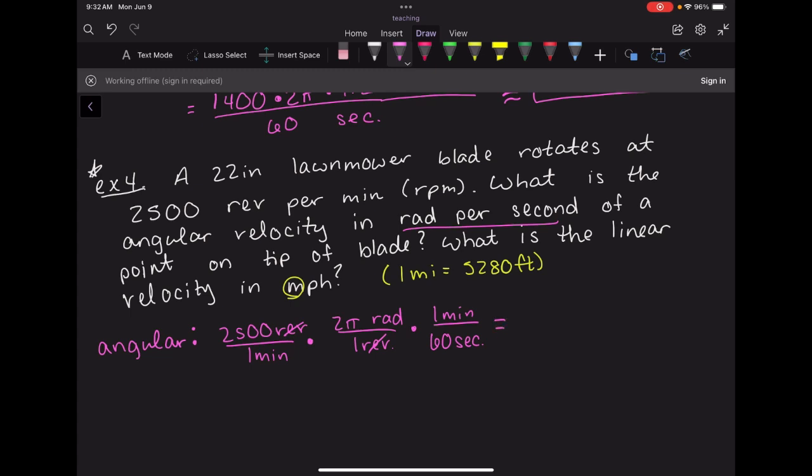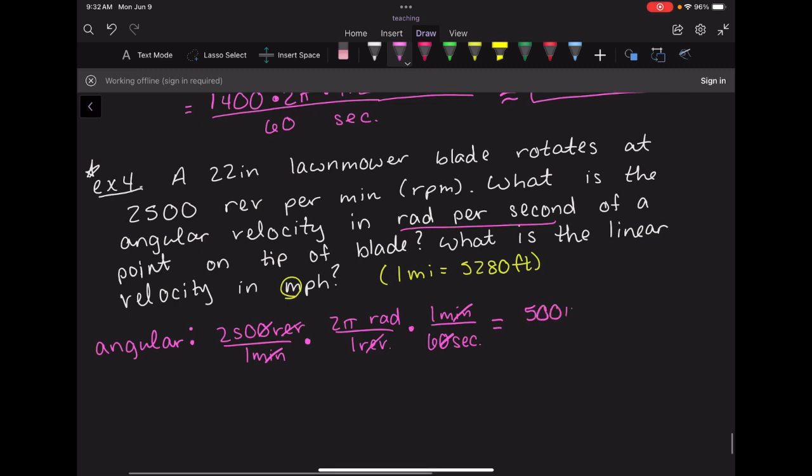I'm going to do this by hand, so let's see. The zeros cancel out. Oh, minutes canceled. These two zeros cancel out. So now I have 250 times 2, which I'll write as 500 pi radians over 6 seconds. And this can simplify further because they both divide by 2. So it'd be 250 pi over 6, and this is radians per second.